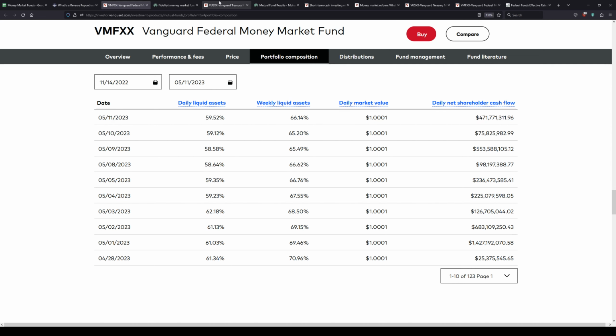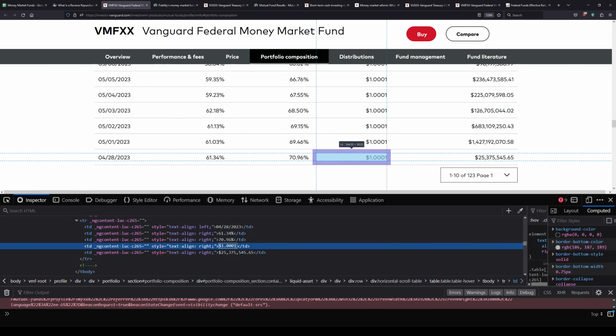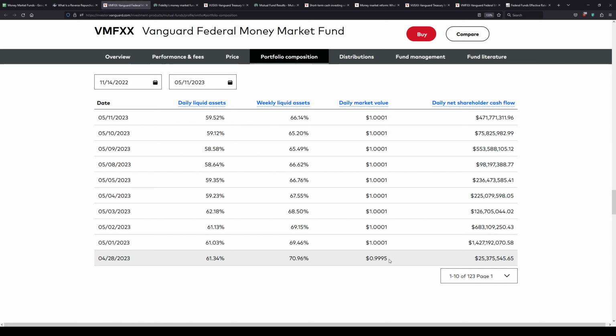However, if it goes below, I'd say 5/100ths of a penny, so I'm gonna edit this in the website just so you can see what that would potentially look like. If it gets to something like that, where there's a significant drop in the daily net asset value, that's something that might be a little bit more of a red flag concern. But for the most part, that should be relatively rare.